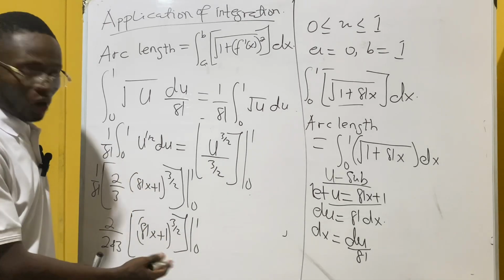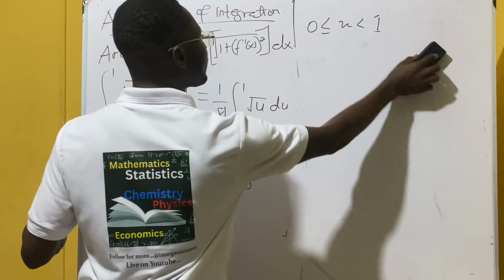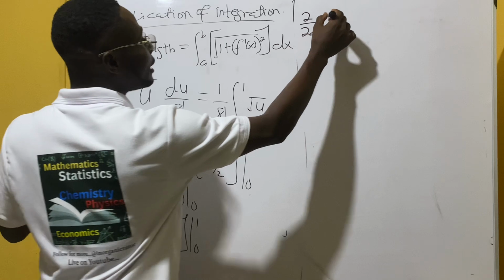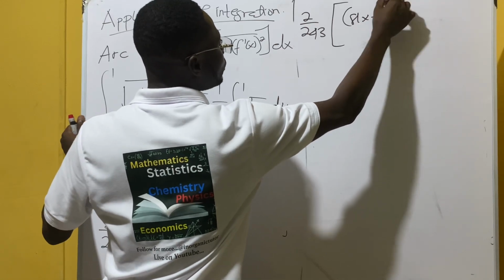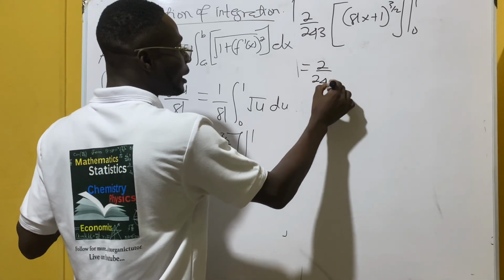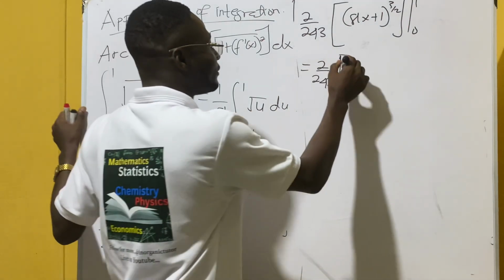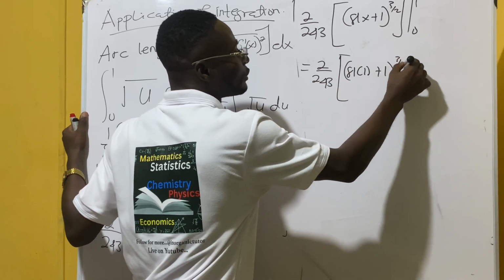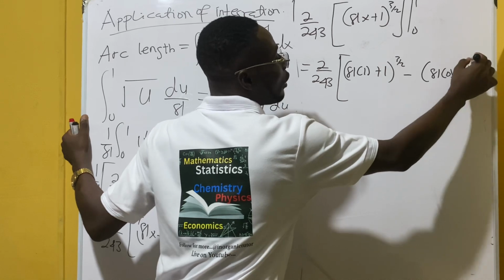So our normal integration goes: we're going to have 2 on 243 into 81x plus 1 all power 3 on 2 from a limit of 0 to 1. Our arc length is basically coming down to this, so now let's plug in the limit. We're going to have 81 into 1 plus 1, all power 3 on 2, minus 81 into 0 plus 1, all power 3 on 2.